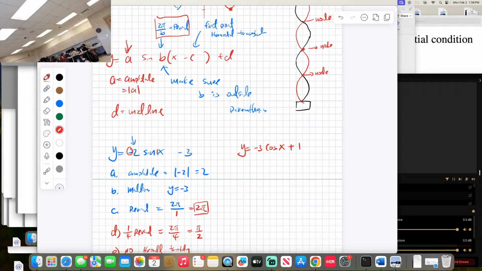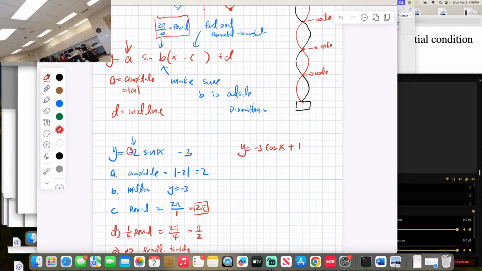Now cosine doesn't start at the midline. Cosine starts at a peak or trough, right? So it's a peak. But you have to start at the midline to go up to the peak. Let's start at 1. It's negative. Do I start at peak or trough? Start at trough.